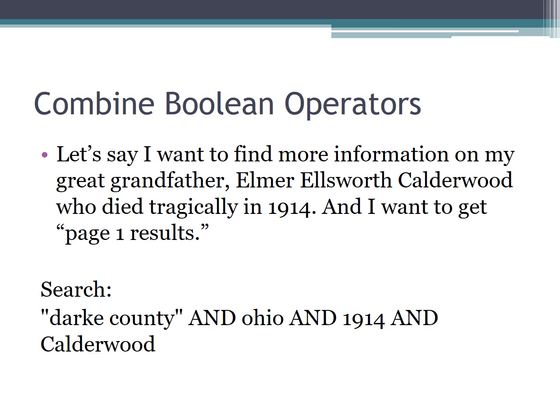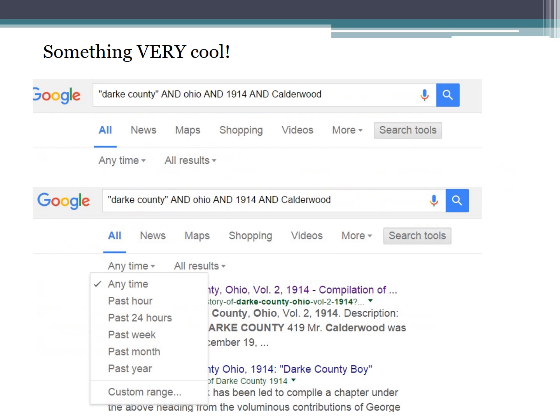You can use a combination of Boolean operators. So for example, let's say you want to find more information on Elmer Ellsworth Calderwood and you knew that he died in 1914 and you want to get some page one results. You want to get top of the list results. So you can combine things like Darke County in parentheses. You can use AND or plus signs to include Ohio, to include 1914, to include the surname. That should move your results to the beginning of the list.